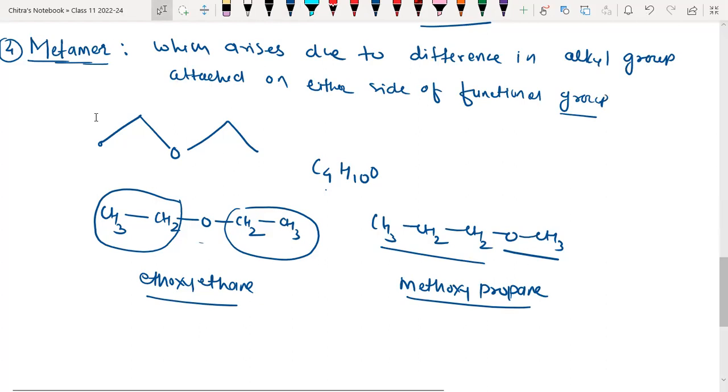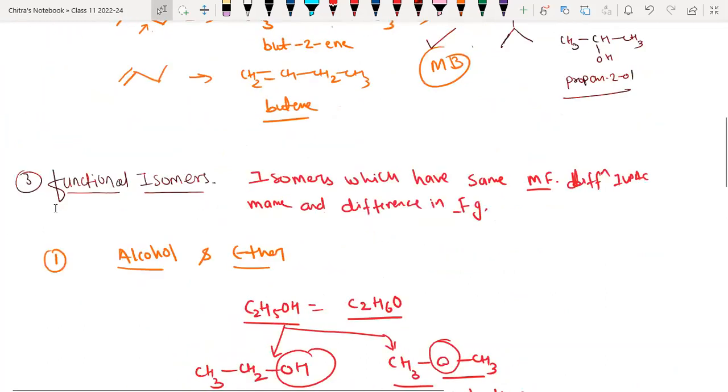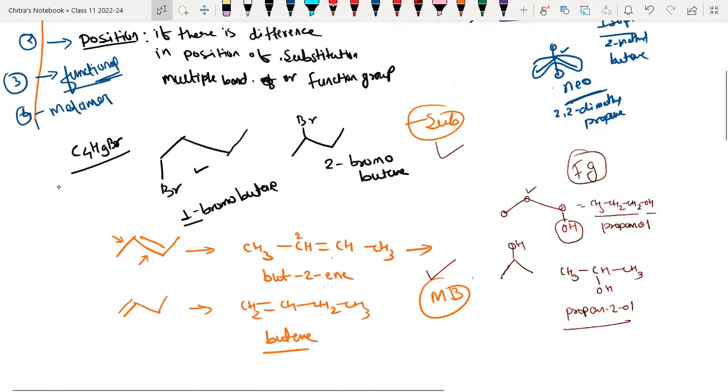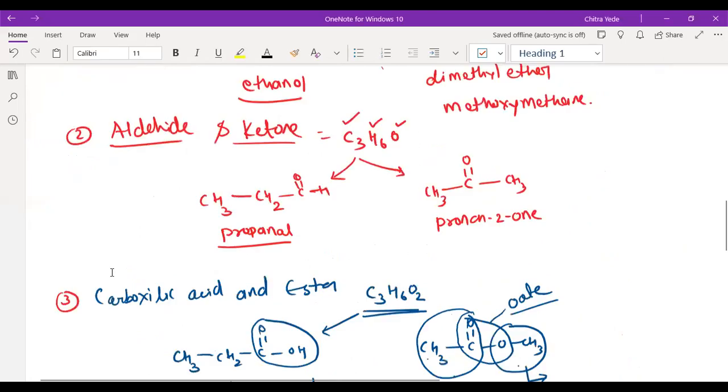Yes. Okay, so again take a screenshot for metamer. Done, sir. Okay, so this is all about the metamer. So last but not the least, we have the fifth one, tautomer. Okay, we will understand metamer with the help of one more example. We have just gone through one example, so we understand with the help of one more example.